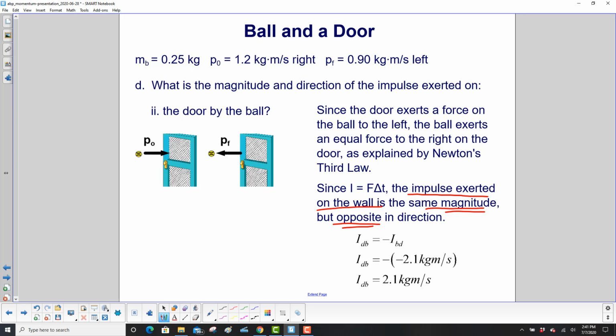Okay, so the impulse that is exerted on the door by the ball is the negative of the impulse exerted on the ball by the door. So we plug in the negative 2.1 kilogram meters per second there. The negative in front of it, negatives go away. And the impulse that the ball exerts on the door is in the positive direction, which makes sense. It's pushing it to the right. And it's 2.1 kilogram meters per second.